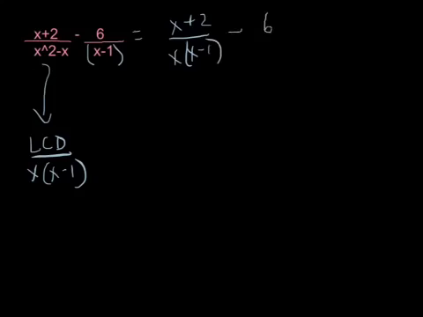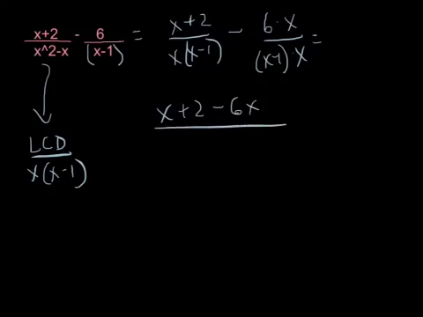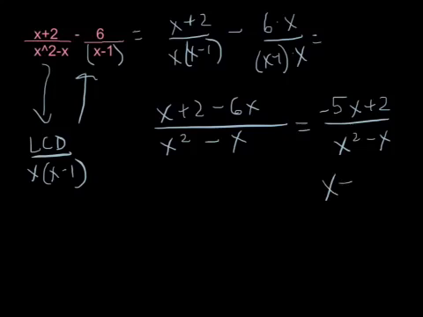And I'm going to do 6 times x over (x minus 1) times x. And so that will give me (x + 2 minus 6x) over (x squared minus x). And now I can just simplify this. I will have (negative 5x plus 2) over (x squared minus x). Going back to my original example, what can x not equal? X cannot equal 0. X cannot equal 1.